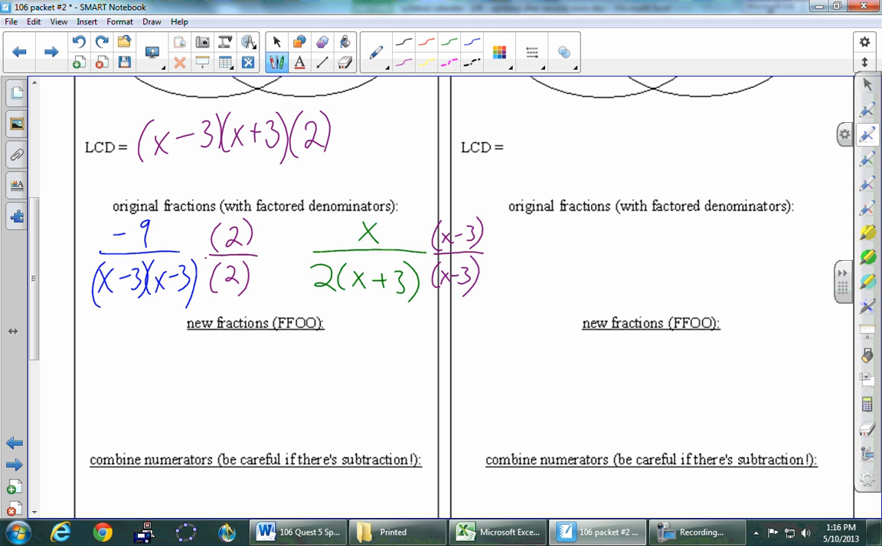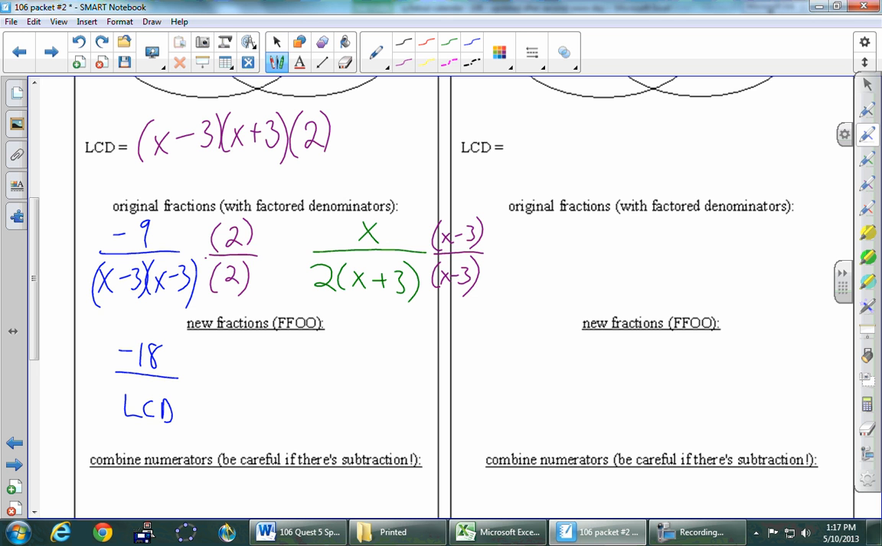Okay, new fractions. For the blue one, what do we get upstairs when we multiply? Negative 18 divided by, all right, this is where I'm going to take a little shortcut. What's true about the two new denominators? They're both the same, right? That was the point, that these two new denominators should be the same. So we're just going to abbreviate it, and you have my permission to abbreviate it as well. We'll just call it LCD. We know what the LCD is. It's right there in purple.